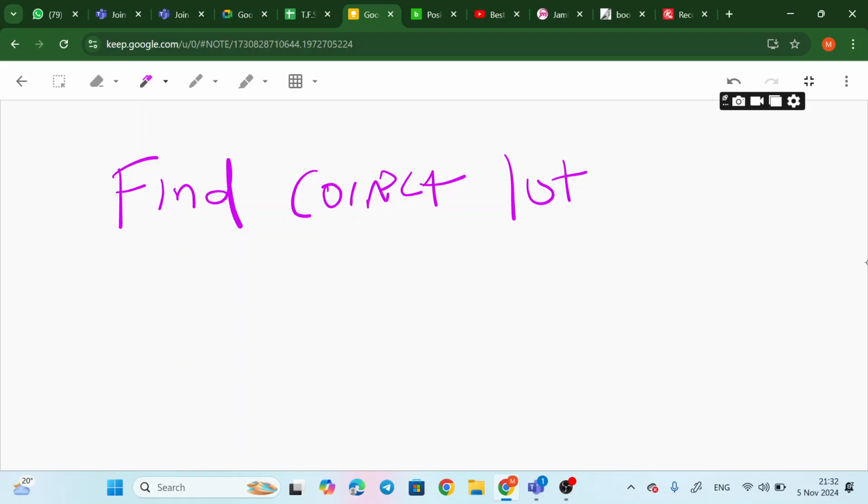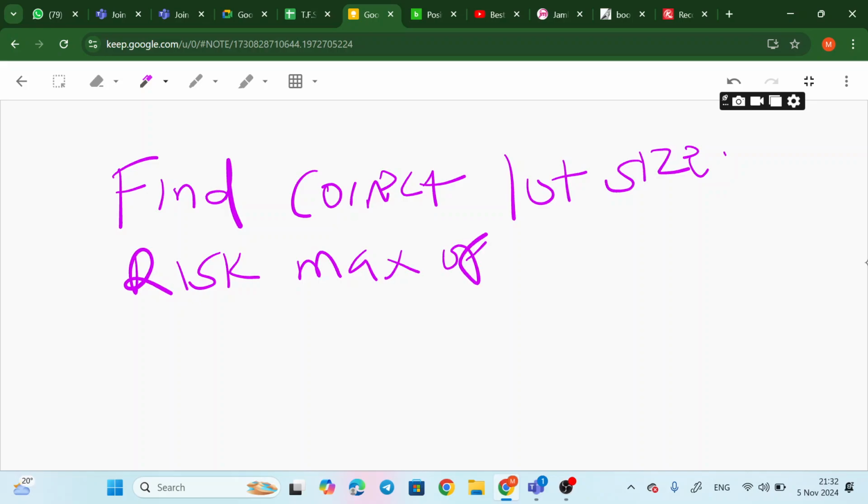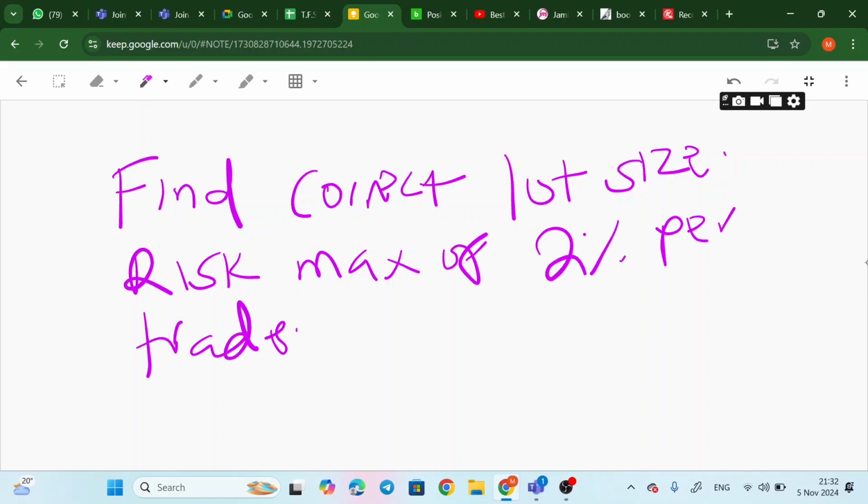Correct lot size means in relation to your capital, and that means you should only risk a maximum of 2% of your capital per trade. So when you take a trade, ensure that you don't risk more than 2%. So how do I find that? I will have to use a position size calculator.